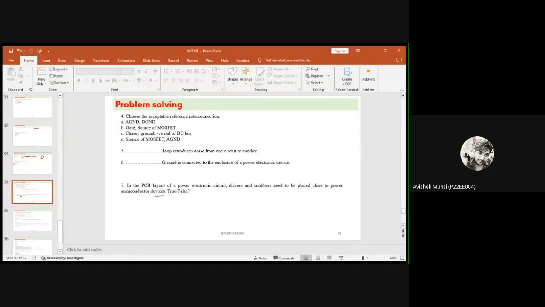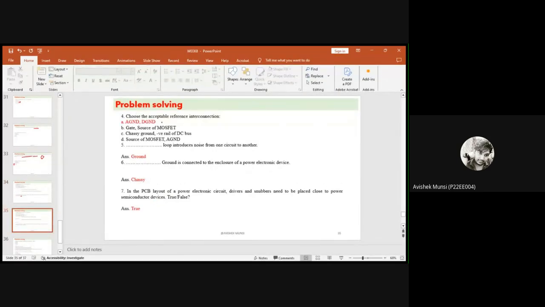Okay, so I got some answers. Choose the acceptable reference interconnection. Obviously analog and digital ground. These are some interconnections. Gate is not your reference. The source of the MOSFET is not your reference. Negative rail is not your reference. Ground is obviously a reference. Next, that ground loop will introduce noise. Obviously ground loop, as I said, will introduce ground bounce noises. And dash ground is connected to the enclosure. I discussed in the last class that a converter is put into an enclosure. The enclosure should have a separate ground, that is chassis ground, or you can say chassis.